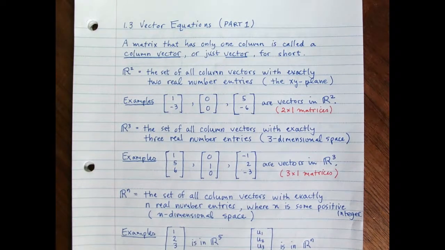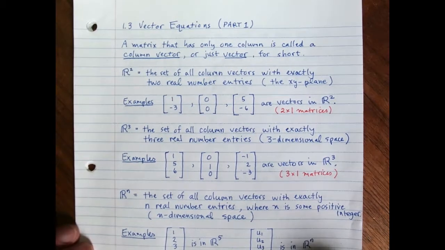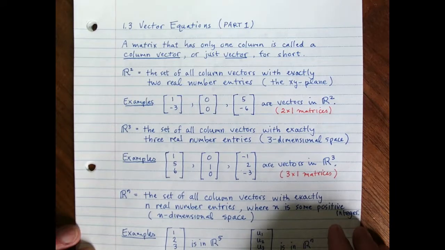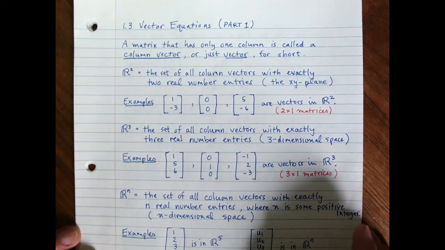Vocabulary from the introductory portion. A matrix that has only one column is called a column vector, or just a vector for short. So we're going to use this word vector all the time in the rest of the course. And while it certainly matches up with what you have called vectors before, we are going to have our own unique way of thinking of what a vector is.